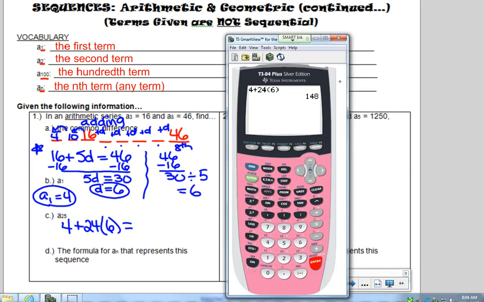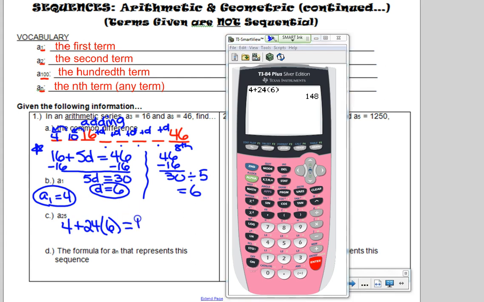Okay, so that will be 148. And then our formula that represents this, that's our A sub n. That means any number in this sequence can be gotten by starting with 4 and adding on 6. The number of times is the number of numbers, take away 1.